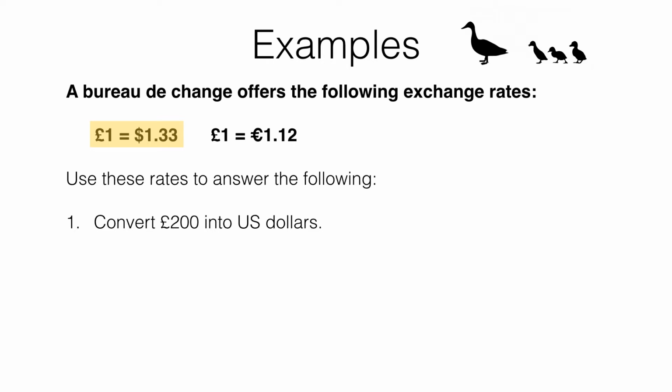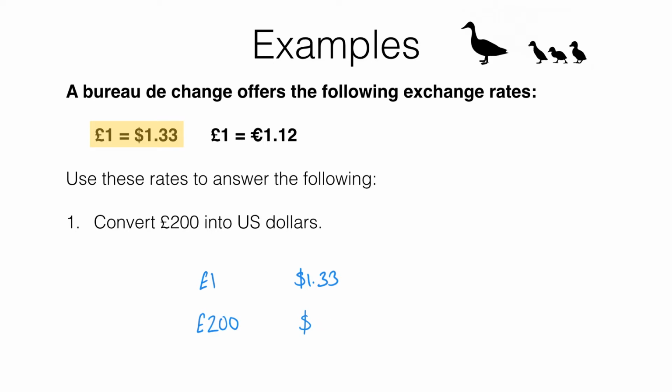So I'm going to start by writing out the information we've been given. We know £1 is $1.33. And what we want to find is £200 in dollars. So I'm going to write £200 underneath my £1 here, keeping the currencies in line. And what we need to work out is what it's worth in dollars.